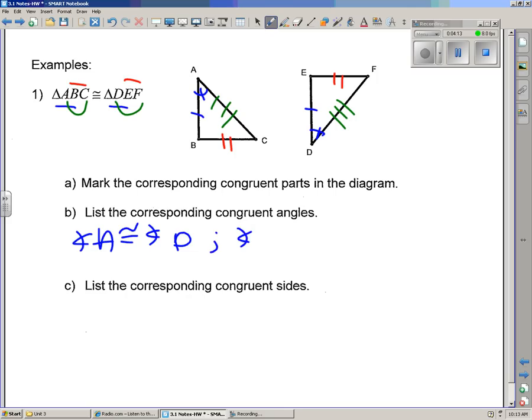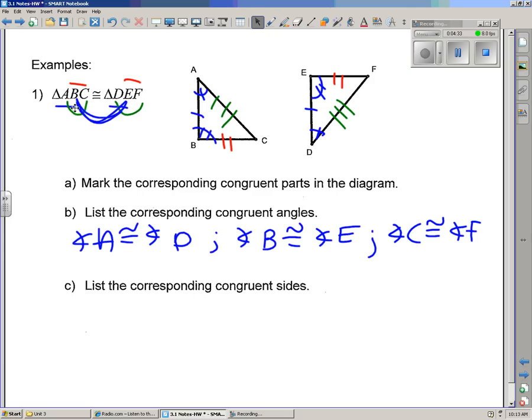And then you should also know that angle B is congruent to angle E. So this would be like 2 slashes to 2 slashes, by the way, second letter to second letter. And the last angles that are congruent would be angle C is congruent to angle F.